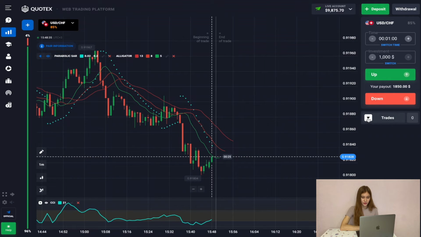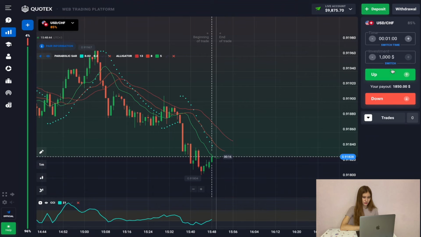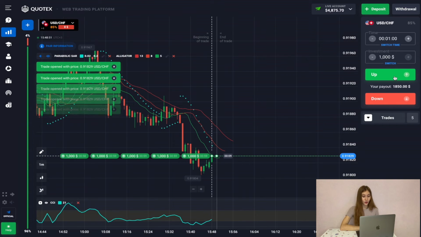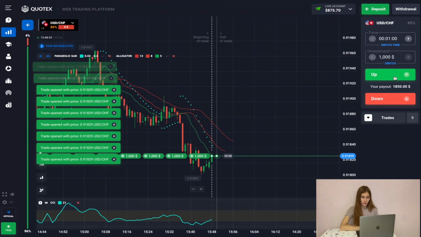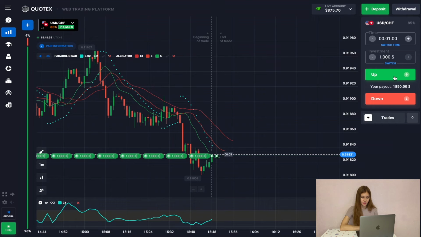Open the last trade for today. Let's open our trades here. As we see from the oversold state, the trend begins to rise. Let's wait for the time frame, and here we can open for the entire amount for the trend.